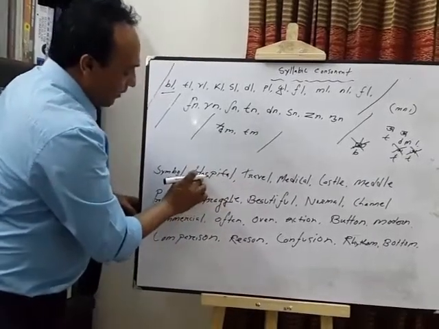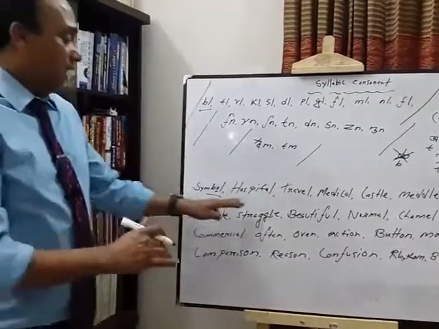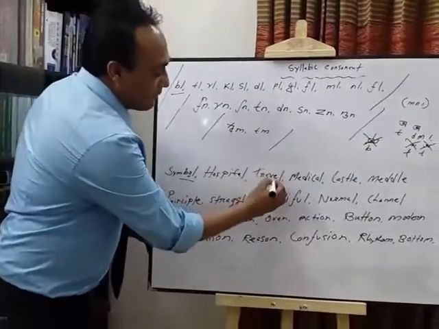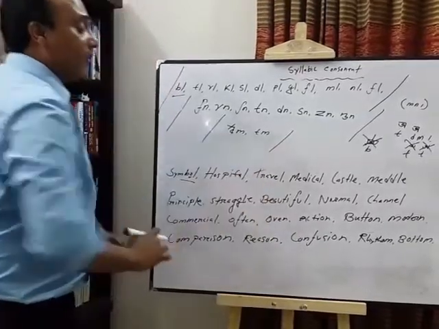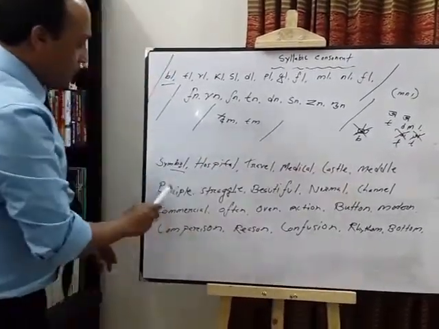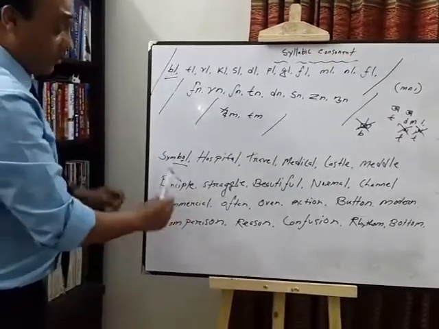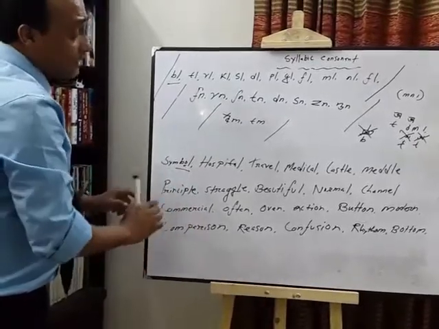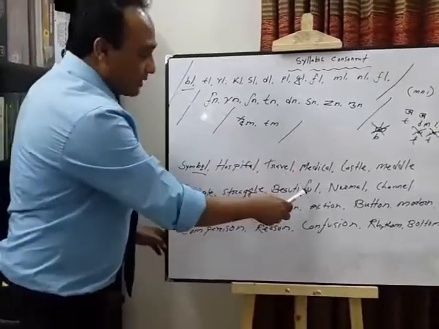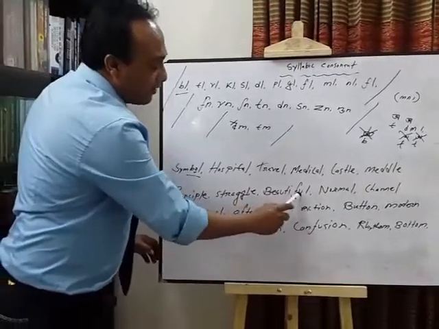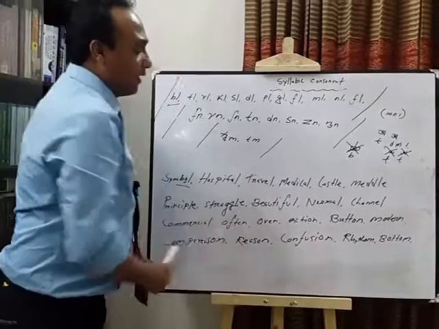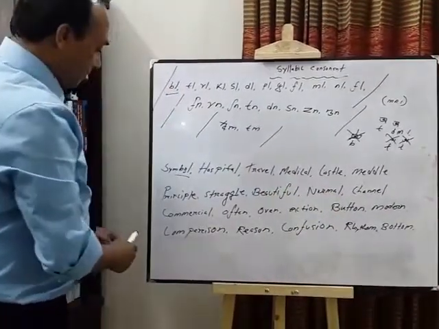Consider another example. Hospital. What we used to say, hospital, must be hospital. Travel is coming here. It must be travel. Magical. Castle. Middle. Principal. Struggle. Beautiful. It should be beautiful. The fa or pu vowel must be omitted here. Only fa and la. Beautiful. Normal. Channel. Commercial.